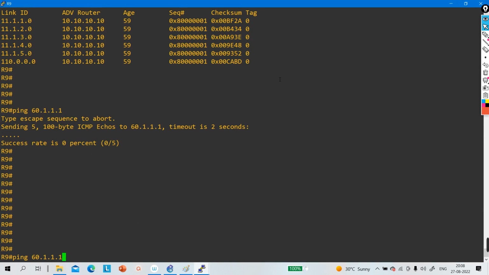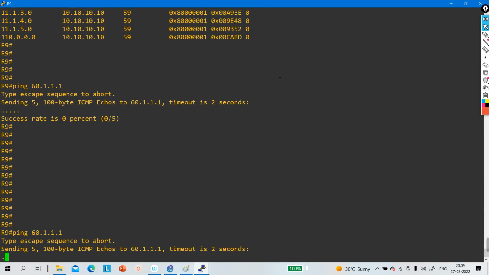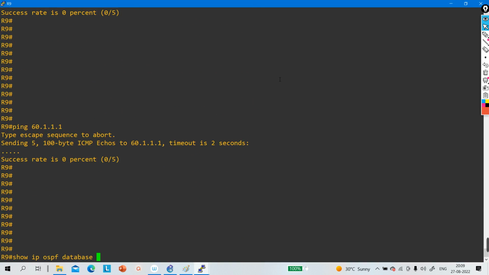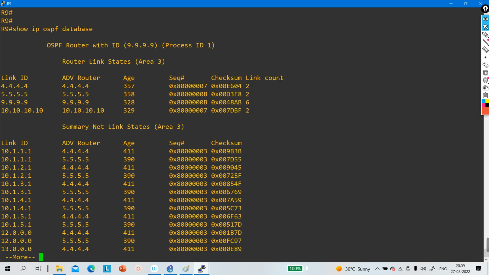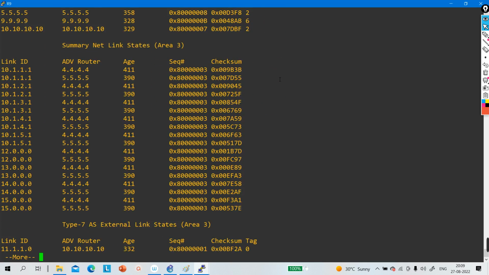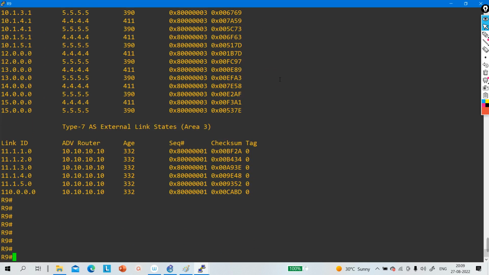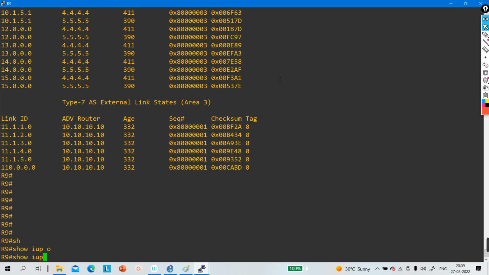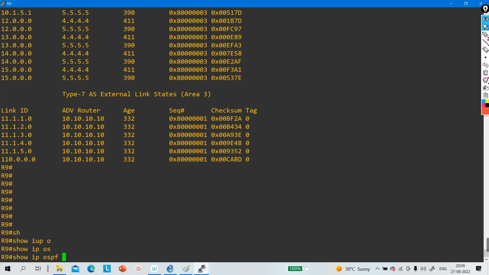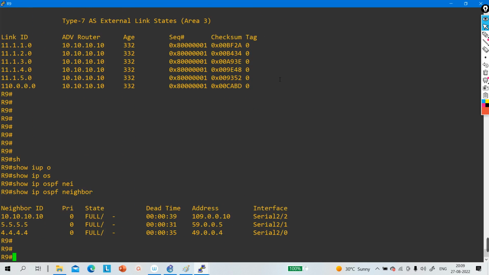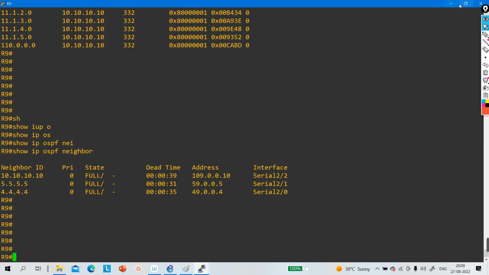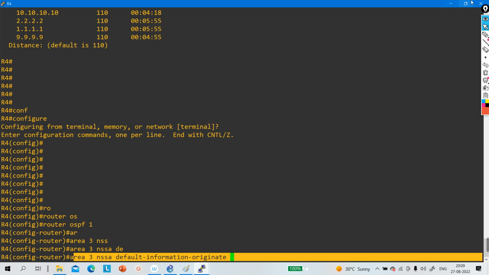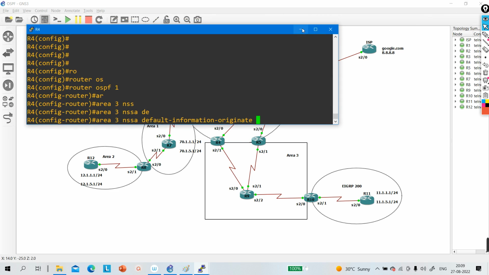Now, still I am not able to ping the 60 network. Just wait, guys. So IP OSPF database, LSA 7. So IP OSPF neighbor is fine. Let me check the database of router 4.